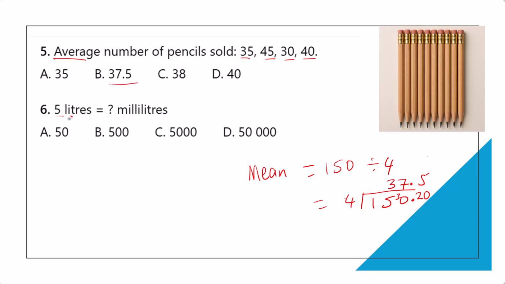Now, 1 liter is always 1,000 milliliters, so this is going to be 5,000. Remember, 1 liter is 1,000 milliliters.